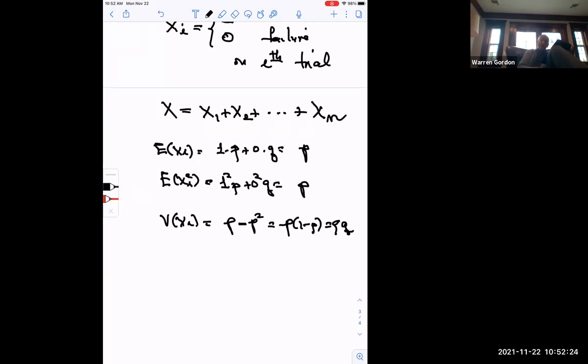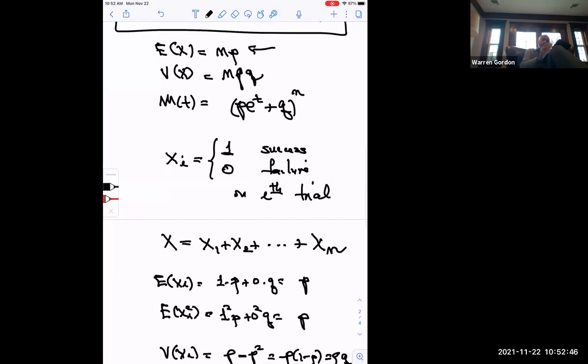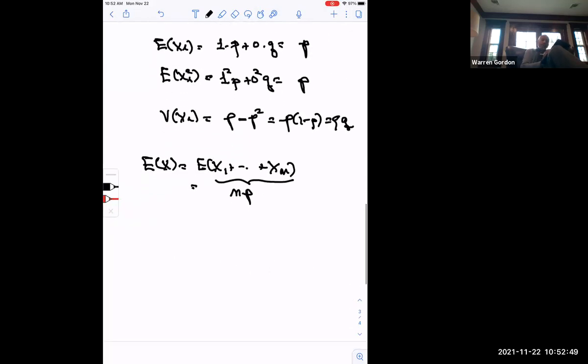Now, note the following. E of X is equal to E of X1 plus all of these, which gives me p, n times, which is the same result I had up here. And by independence, V of X is equal to V of X1 and so on, which again is n times p times q.